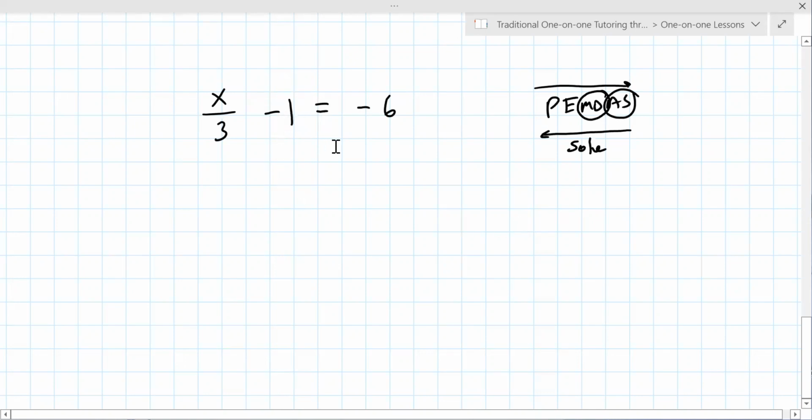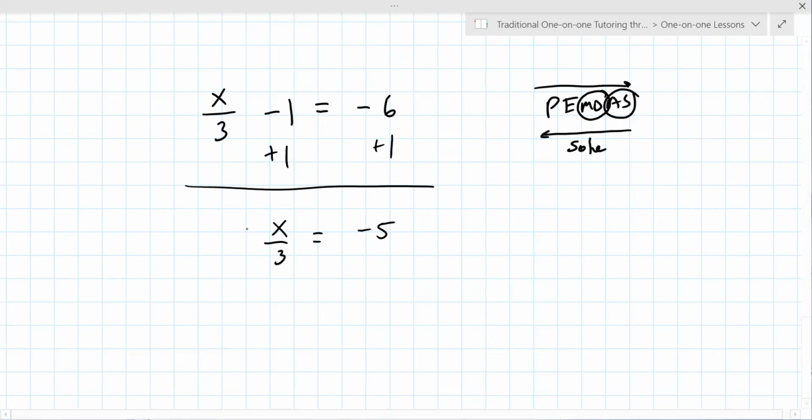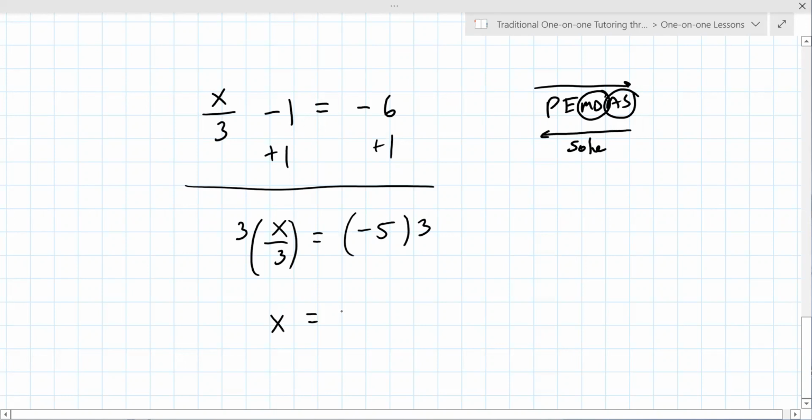So how do you undo that? You'd add 1 to both sides. Okay, very good. So we have x divided by 3 equals -5. What do you do from here to solve for x? You would multiply by 3. That's right. What does x equal? Negative 15. Good. You ready to do a couple on your own here? Yeah. All right.